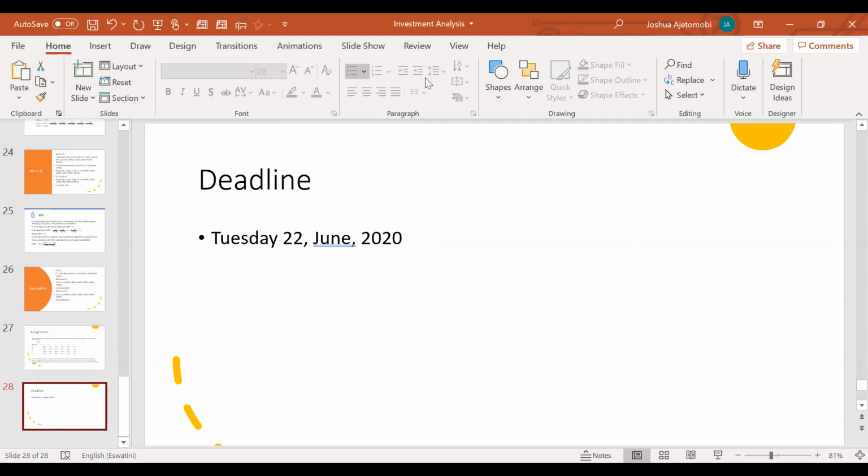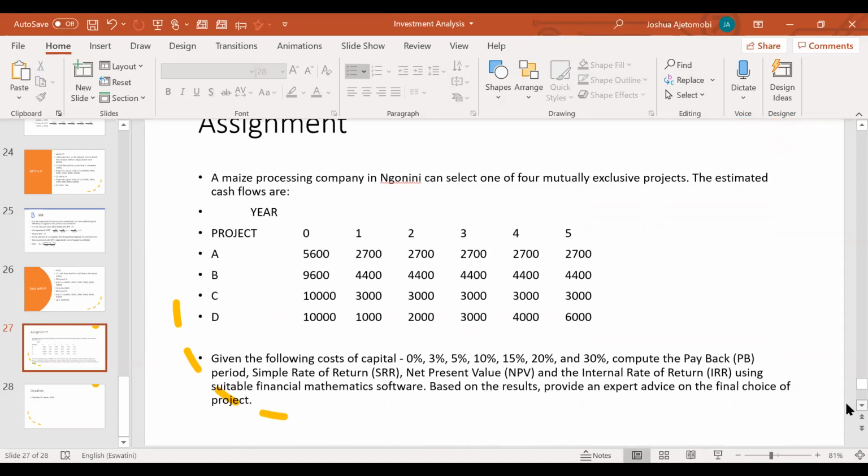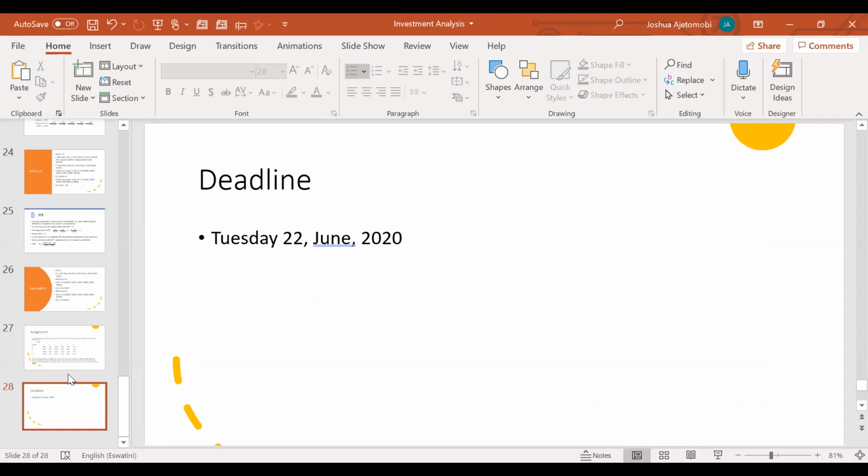So, did you get it? Yes, I got it, Prof. Yeah, that's okay. So now this is your assignment. You already have it in the slide I sent to you. You have a maize processing company in Bonini that can select one of 4 mutually exclusive projects. The estimated cash flows are given, which means you have 4 different projects with different cash flows.